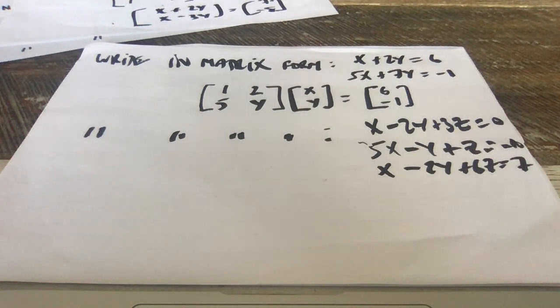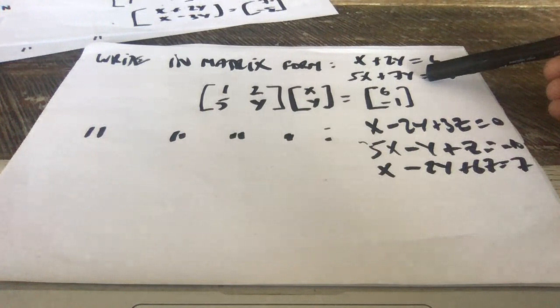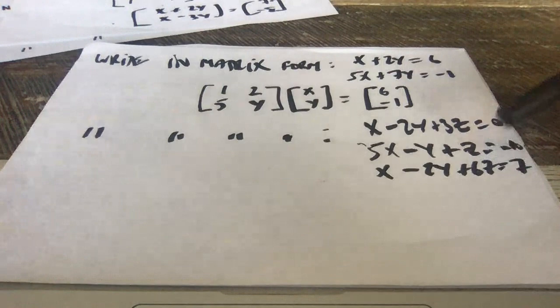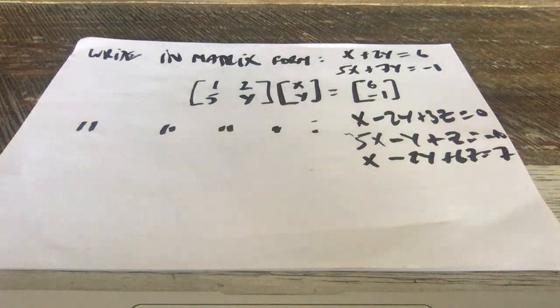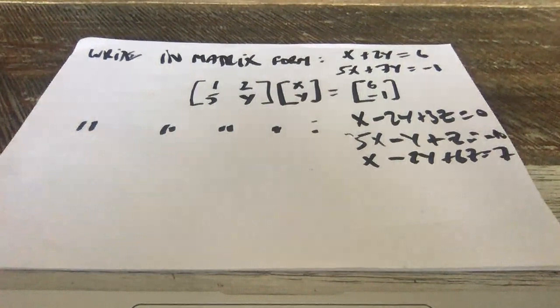We can solve simultaneous equations, two equations and two unknowns, relatively straightforwardly. But it's difficult to actually do this with three. Even the brightest people find this difficult. Think of the brightest person that you know. It's difficult to do this. But in this situation here, if I'm asking you to do this in the exam, write in matrix form these three simultaneous equations, all I'm asking you to do is this.